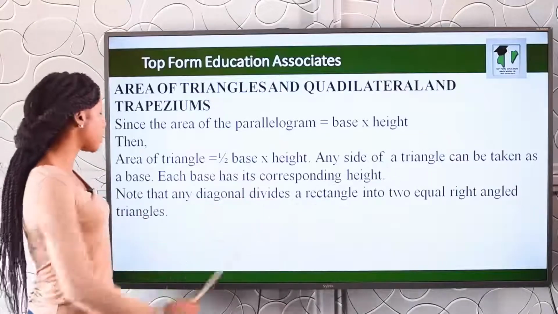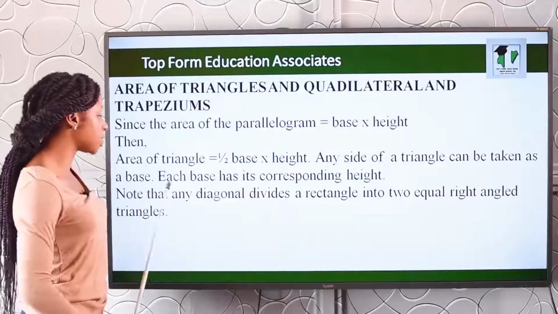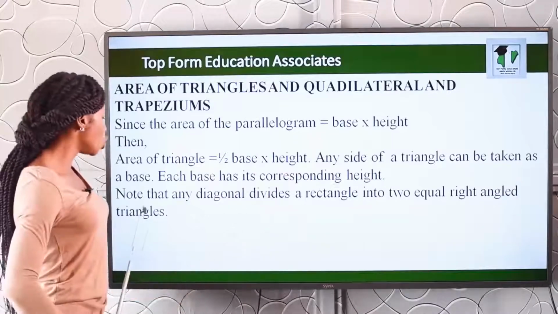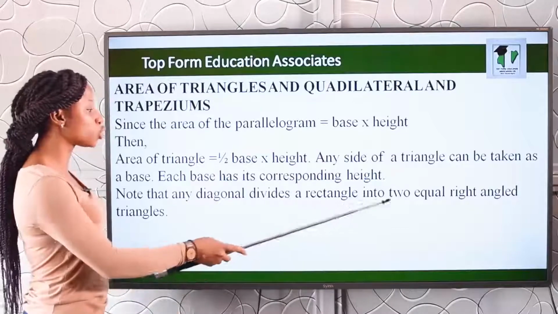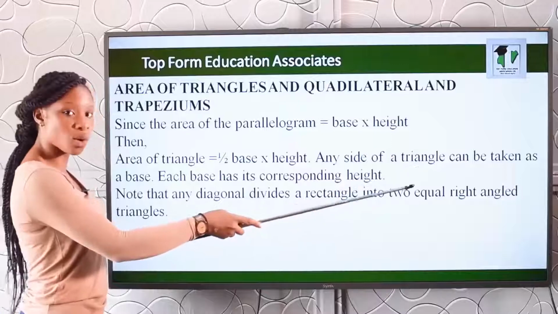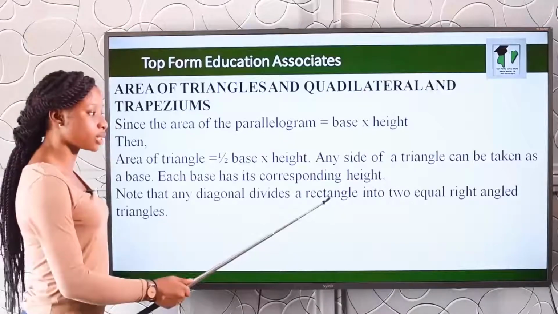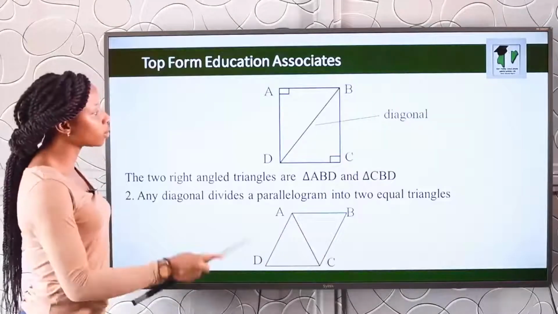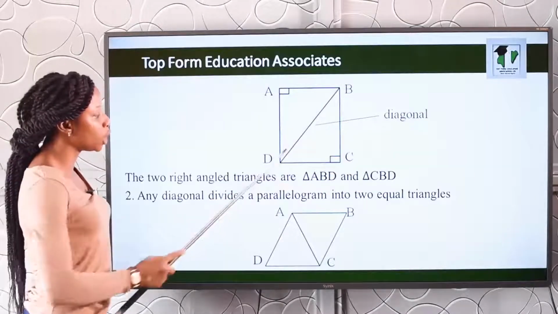Any side of a triangle can be taken as a base. Okay? In a triangle, any part can be taken as a base. Each base has its corresponding height. Note that any diagonal divides a rectangle into 2 equal right-angled triangles. Take note, a diagonal divides a rectangle into 2 equal right-angled triangles. Now look at this rectangle. You see a diagonal coming through here from B to D.